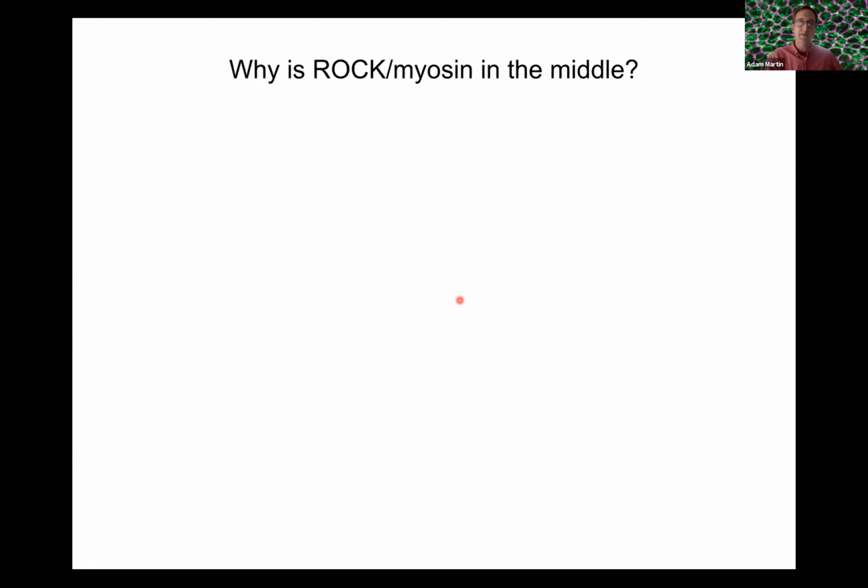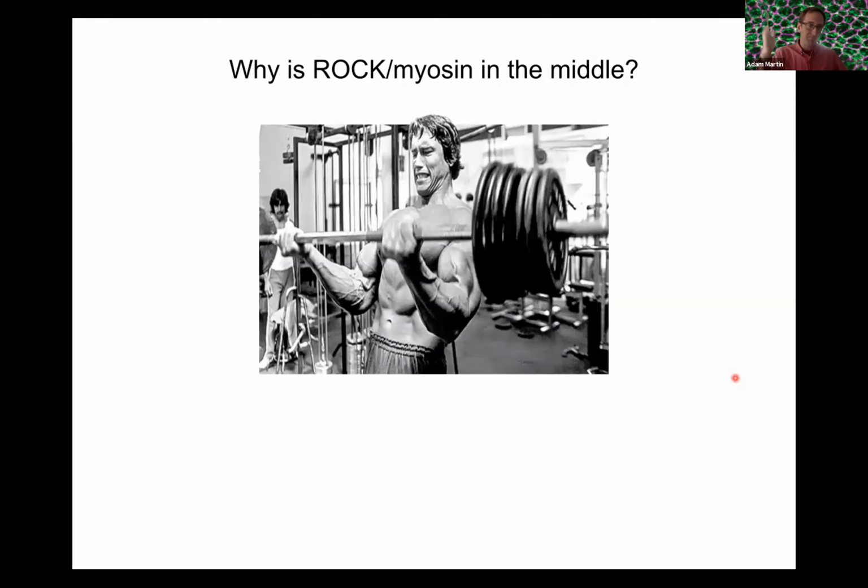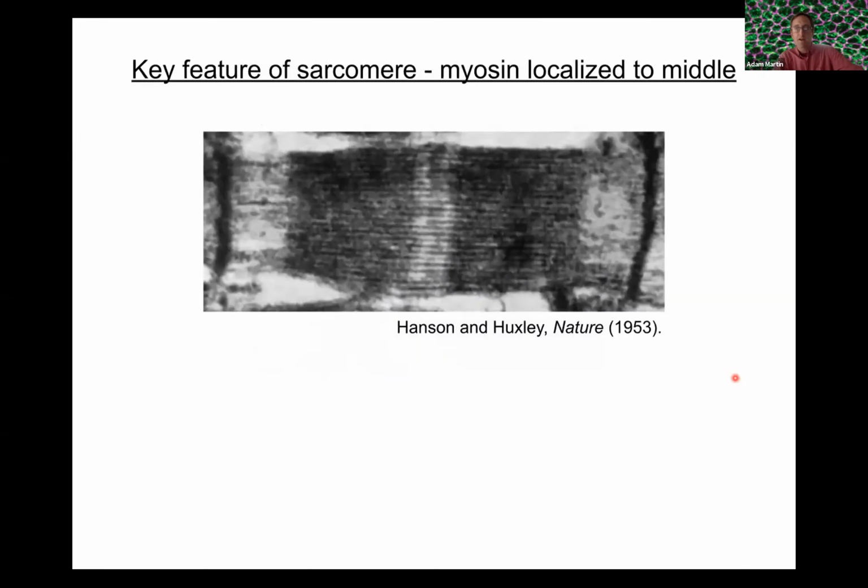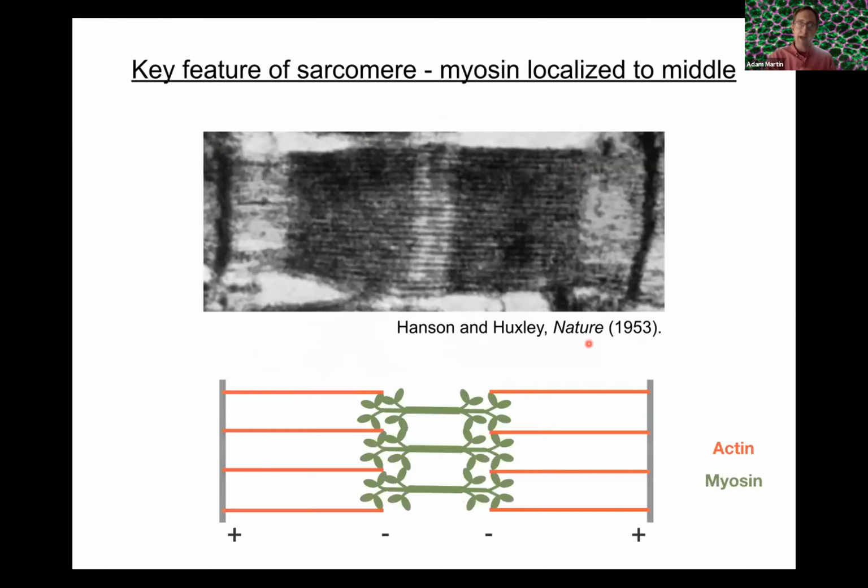Okay, so we wanted to understand, why is it that rho kinase and myosin has to be in the middle of these cells? And this got us thinking about muscle, because I'm a cell biologist. I love thinking about muscle. Muscle fibers are made up of a repeated contractile unit known as a sarcomere. Shown here is an electron micrograph of one sarcomere, goes from here to here. Okay, and a key feature of this sarcomere is that myosin localizes to the middle of this unit. You can see the heads of the myosin are these dark bands here and here.